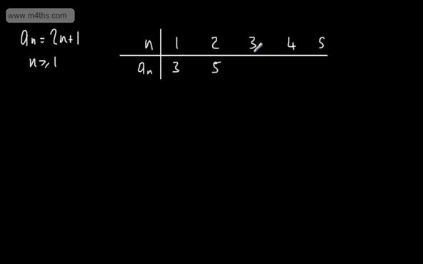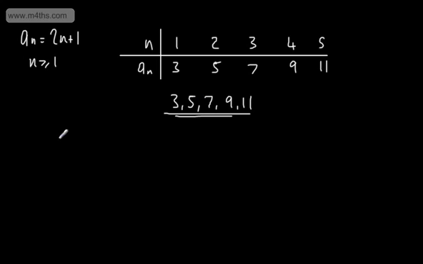If I take 3, a sub 3 is going to be 2 lots of 3 plus 1, which is 7. We'd have 9 and 11. So the first 5 terms in this sequence are 3, 5, 7, 9 and 11. We can see that this is an arithmetic sequence with a common difference of 2. A series is the summation of the terms in a sequence.